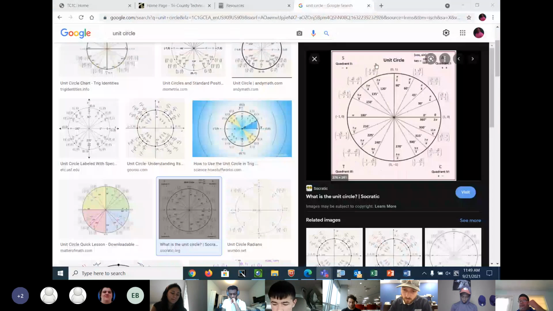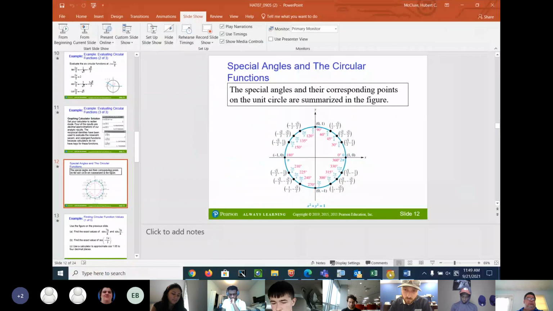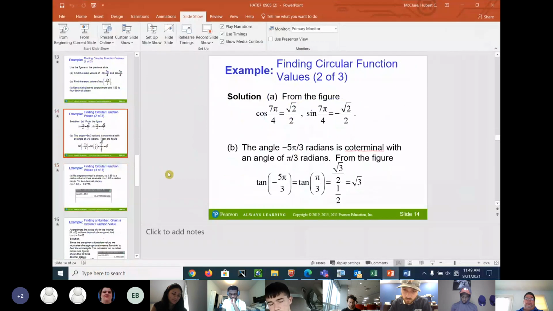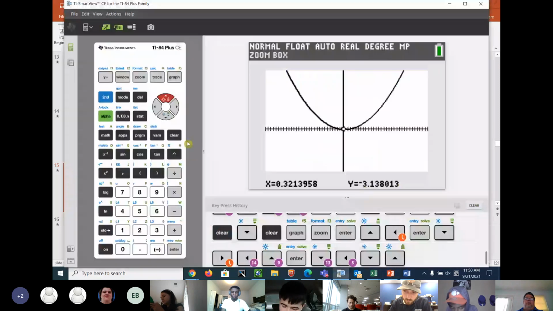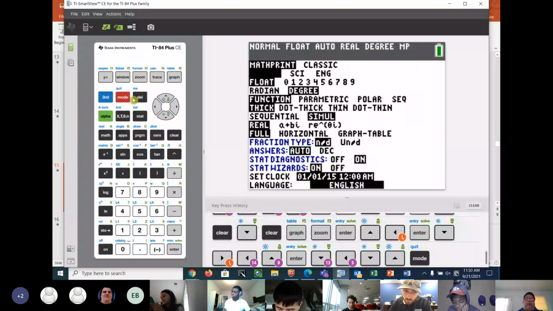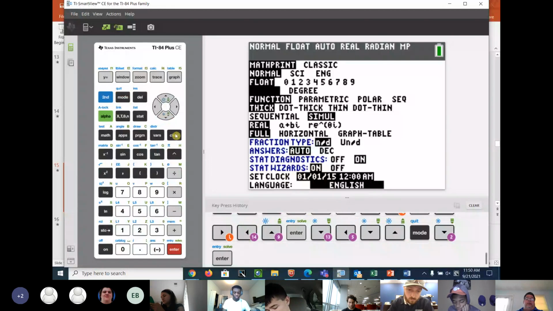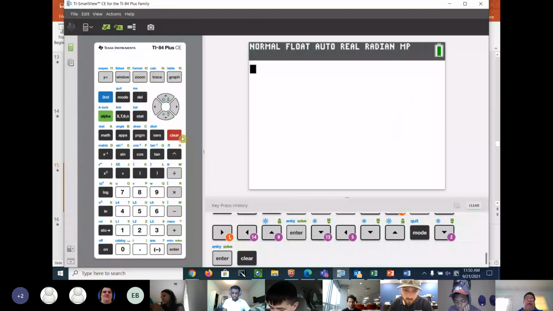That's it, pretty much. Let's see what else they got. And let's see, unit circle. From the figure, 7 pi over 4, that's the same thing. Go ahead and make sure you know how to turn on radians in your calculator, let's do that right quick. Let's go into mode and change from degree to radians and clear.